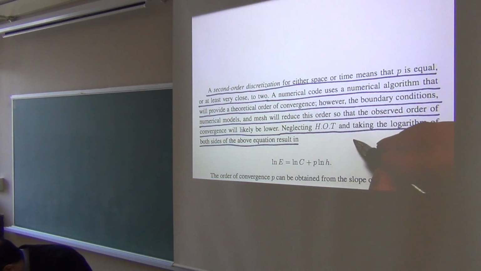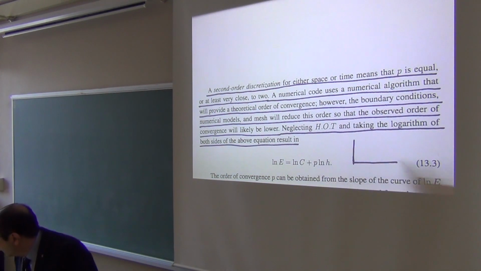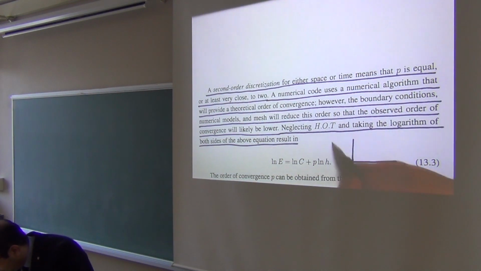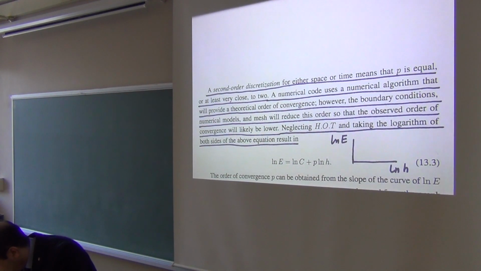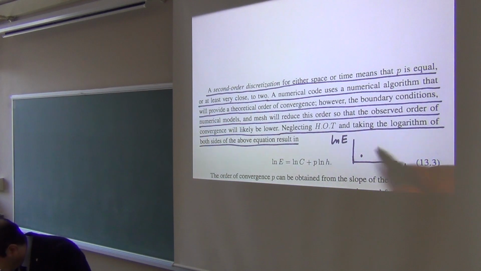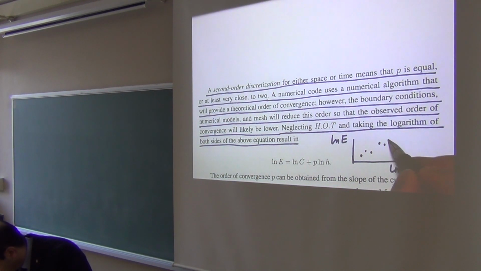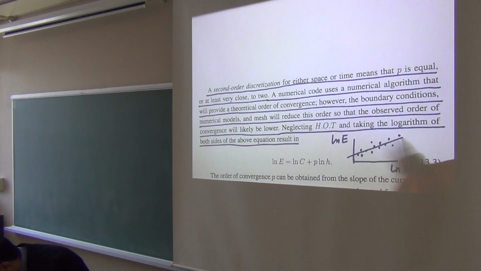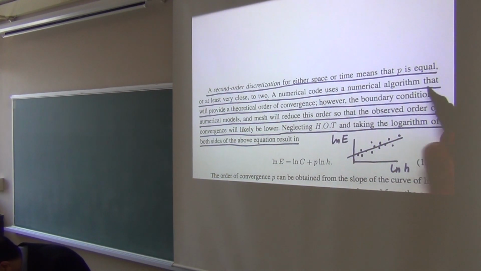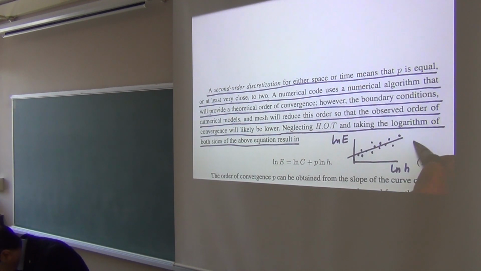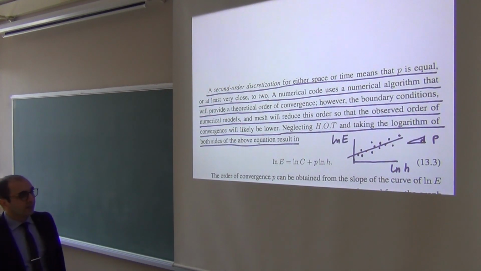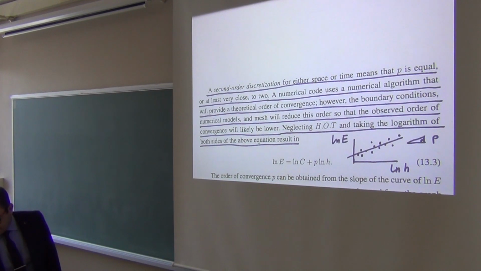If you plot a bunch of simulations, and you plot ln of H with respect to ln of E, each point is one simulation, right? You may simulate a bunch of resolutions. This may be something you may get. So if you fit a line to those simulations, the order of convergence would appear as the slope of that line. Again, I'm showing you how to find it experimentally.